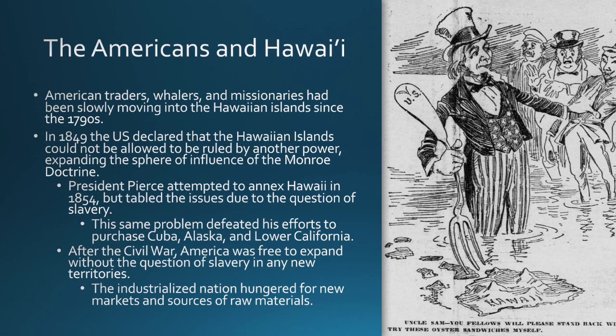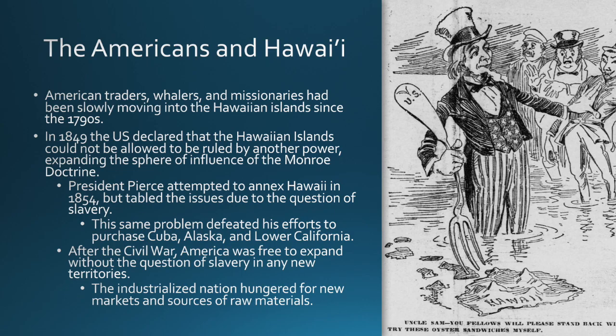And then President Pierce actually attempted to annex Hawaii in 1854, but he wound up having to put the issue under the table and put it away due to the question of slavery. The idea being that, okay, if we do annex Hawaii, can they have slaves? They've got a lot of tropical area. They've got a lot of plantations. Slaves could work there. And he was like, let's not talk about that right now, because slavery is a bit of a hot topic at this time during American history.